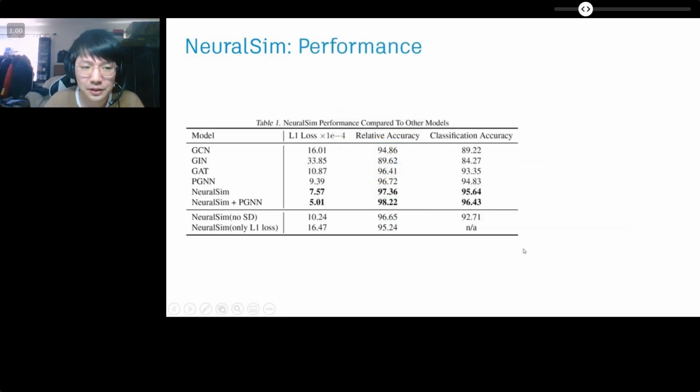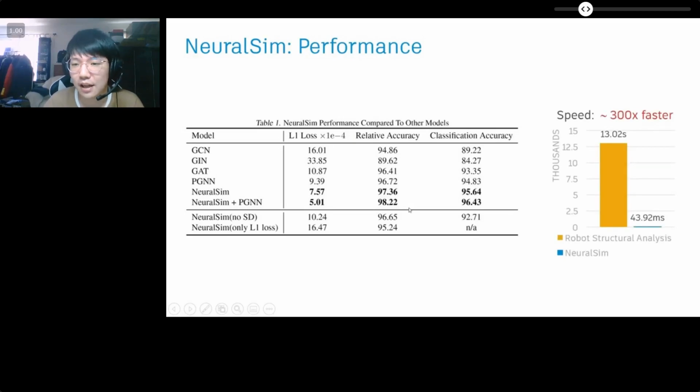So here's our result. Our NeuroSim shows high accuracy, which is 98%. And compared to RSA software, NeuroSim is 300 times faster.